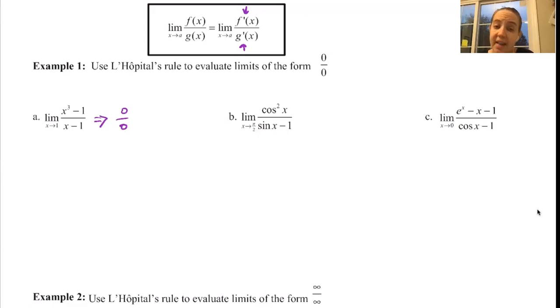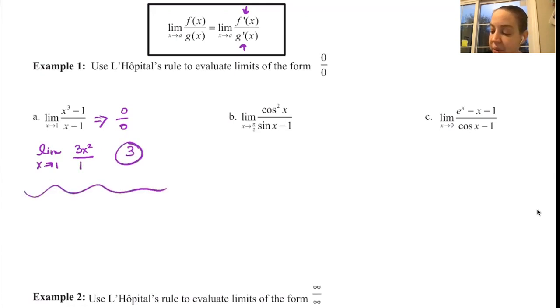So once you verify that you have 0 over 0, that it's indeterminate, what you can do is find the derivative of the numerator and the derivative of the denominator. So this becomes the limit as x approaches 1. The derivative of x cubed minus 1 is 3x squared. The derivative of x is 1. Now you put the 1 in for x, and this becomes 3 over 1. There's your solution. It works.